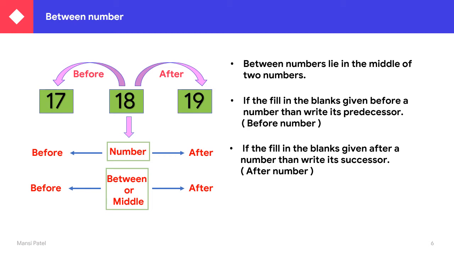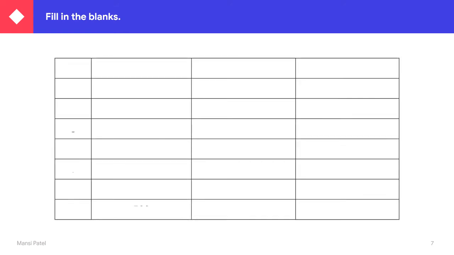So please remember, whenever you move to the left hand side, you have to write down the predecessor, the before number. Whenever you move to the right hand side, please write down the successor, means the after number. And we can also say that another name of between number is the middle number. Now we will solve some fill in the blanks regarding this topic.